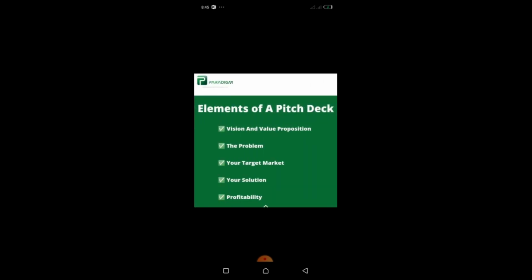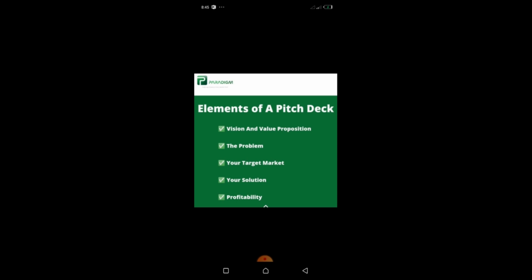Now, elements of a pitch deck. The very first element of a pitch deck is vision and value proposition. Now, you see, a vision and a value proposition is a one-sentence overview of your business and the value you provide.